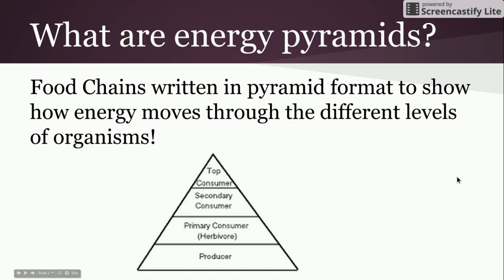So you notice at the bottom we have the producers or the autotrophs, which are also any organism that photosynthesizes and creates their own energy. And you'll notice that this is the big part of the pyramid because this is where the most amount of energy is. And from that, we move to herbivores, secondary, and top consumers.